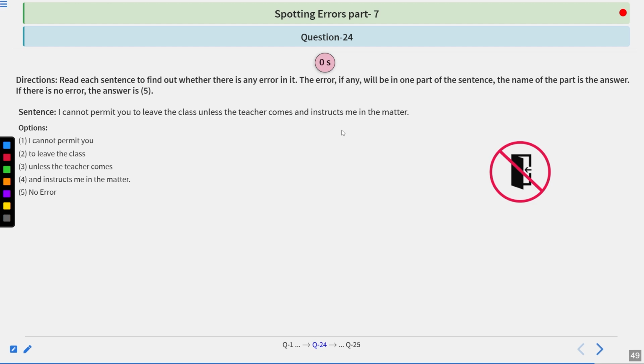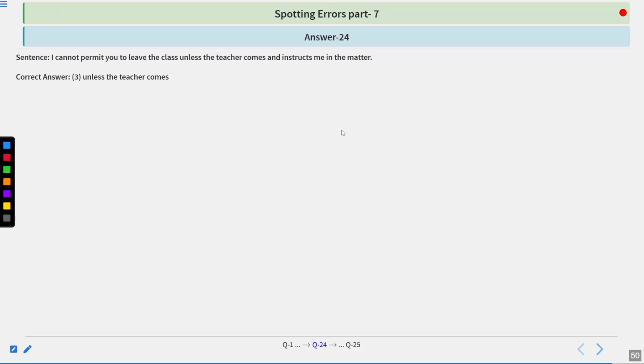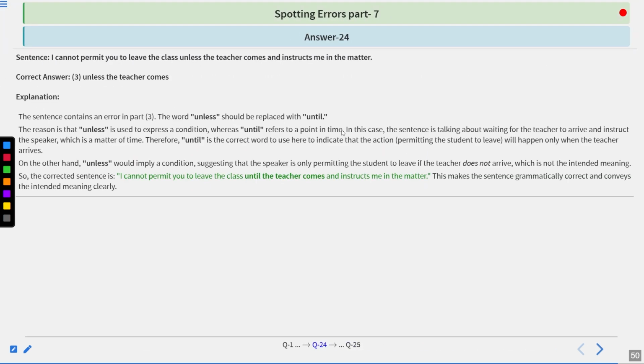I hope you have answered. The correct answer is "unless the teacher comes", option number 3. The explanation is the word "unless" should be replaced with "until". The reason is that "unless" is used to express a condition, whereas "until" refers to a point in time. In this case, the sentence is talking about waiting for the teacher to arrive and instruct the speaker, which is a matter of time.